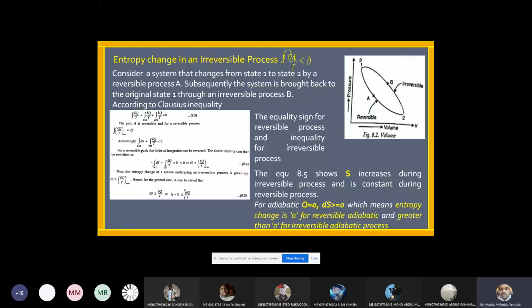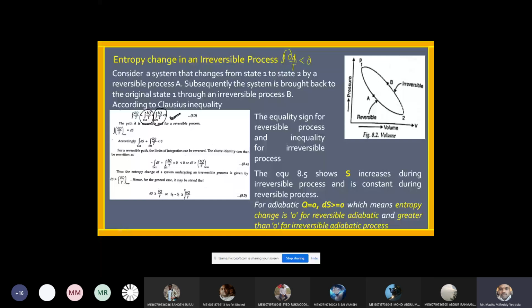So if we apply this for the irreversible process, the integral 1 to 2 via A plus 2 to 1 via B is less than 0. Let me change the color here. So 1 to 2 via A plus 2 to 1 via B is less than 0. What I underlined, this first line, is for the irreversible process.